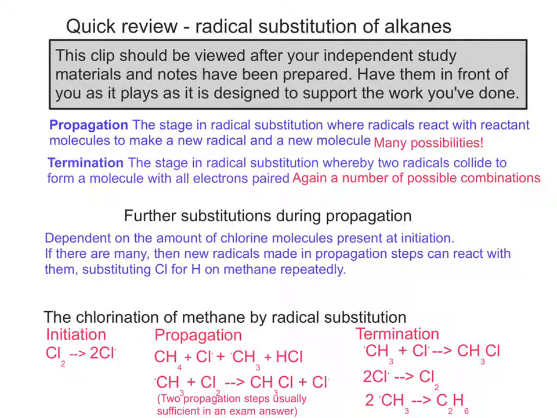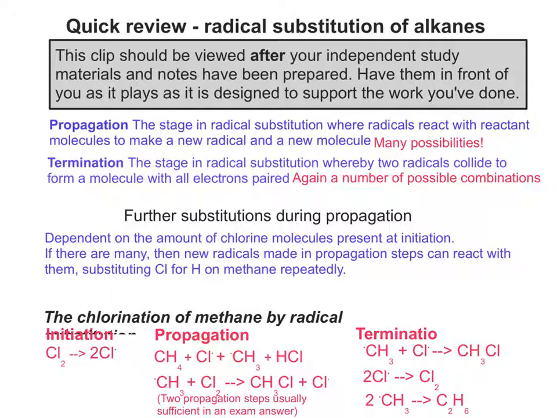So depending on the amount of chlorine molecules that are present at the start at initiation, if there are lots of them, the new radicals made in propagation steps can react with these chlorine molecules. And what happens essentially is that chlorine is substituted for hydrogen on methane repeatedly over and over again to get multiple substituted methane molecules.